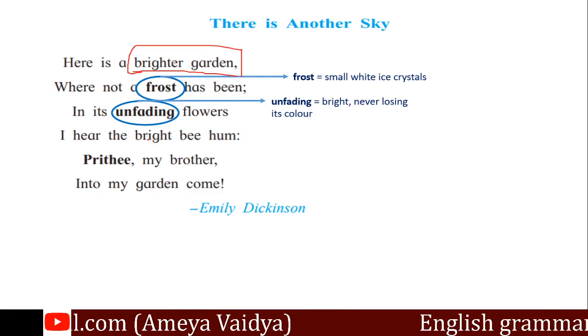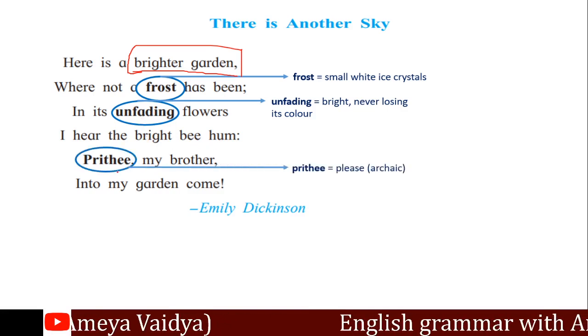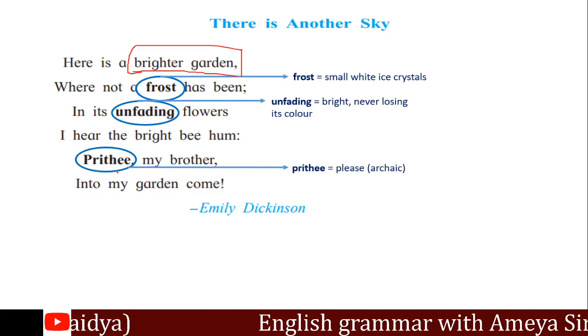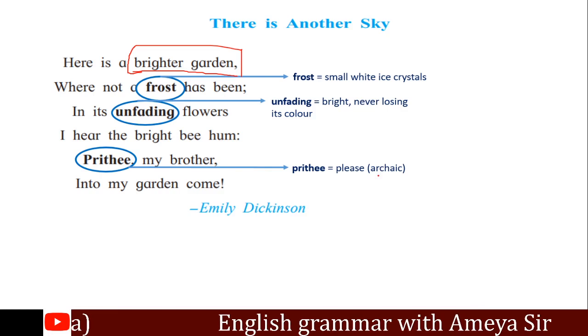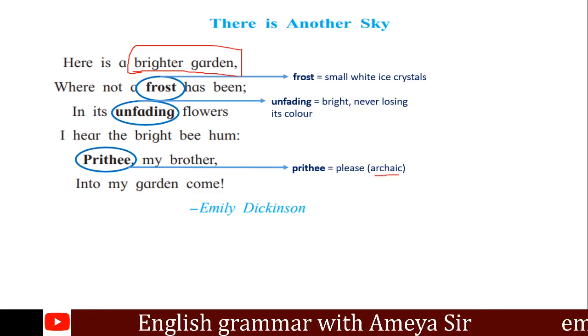I hear the bright bee hum. Prithee. Now, prithee means please. Actually, this word is very interesting. Prithee is an archaic word. I've said here, archaic. What do you mean by archaic? Guys, archaic means old English.